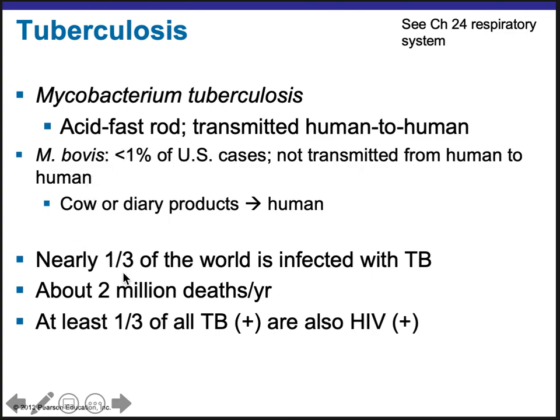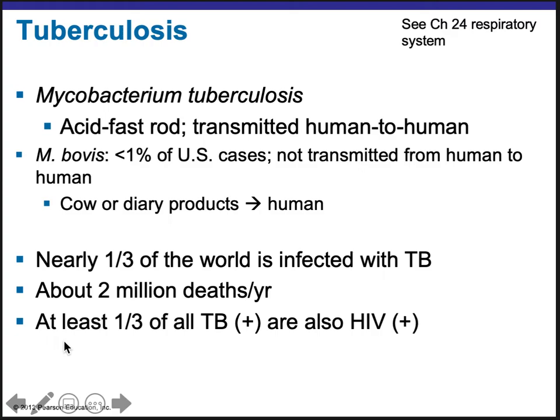Now, nearly 1/3 of the entire global population has tuberculosis infection. This is a huge medical problem, right? We really need to get this under control, and we've got it under control in the United States. We've got it under control in other developed countries, but as you can see, it's still a major problem. Okay, so we estimate about 2 million deaths each year. This could be an underestimate.